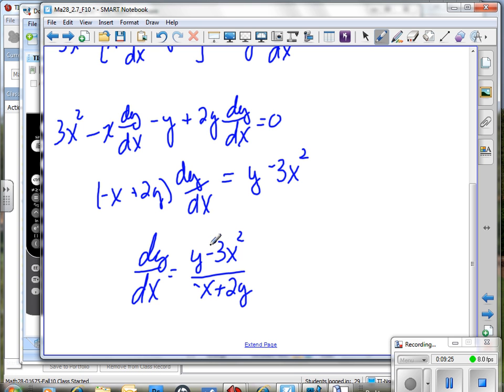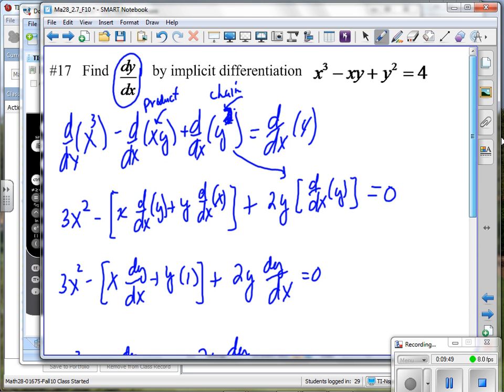I'd have to stop there because I can't cancel unless they're factors, and you know this y is not multiplied to everything up there, so I can't cancel anything. This again is a derivative equation, but I can't find the slope of the line tangent to the curve unless I know both x and y in here. Okay, I think we will stop at this point. We'll pick this back up and see how we can apply this.